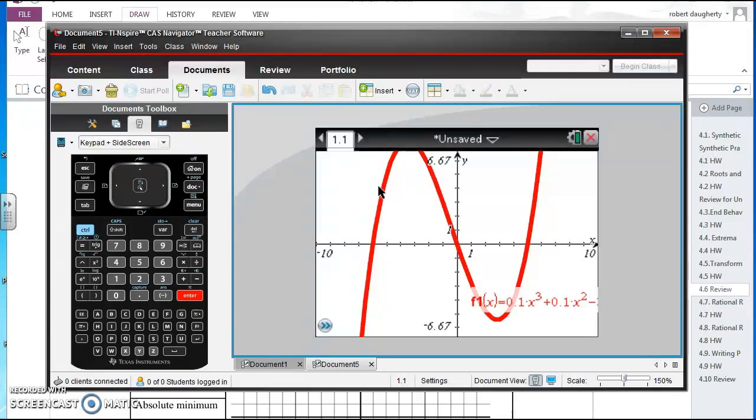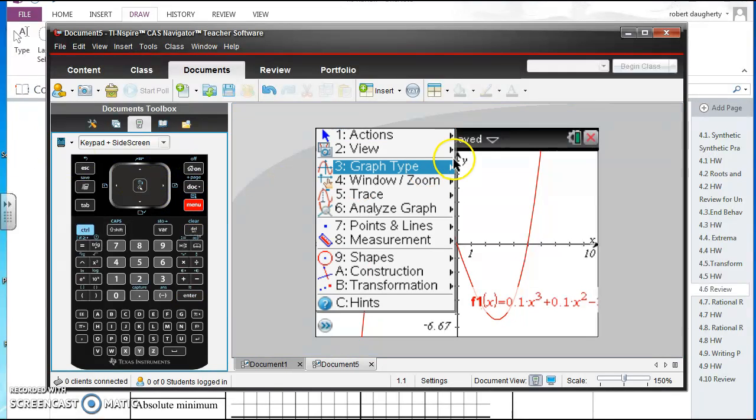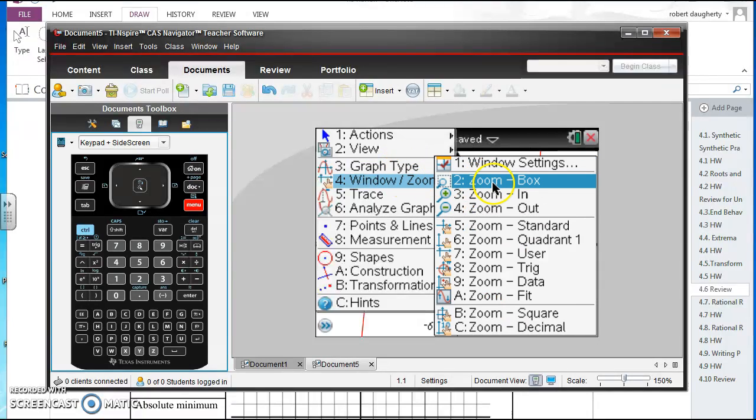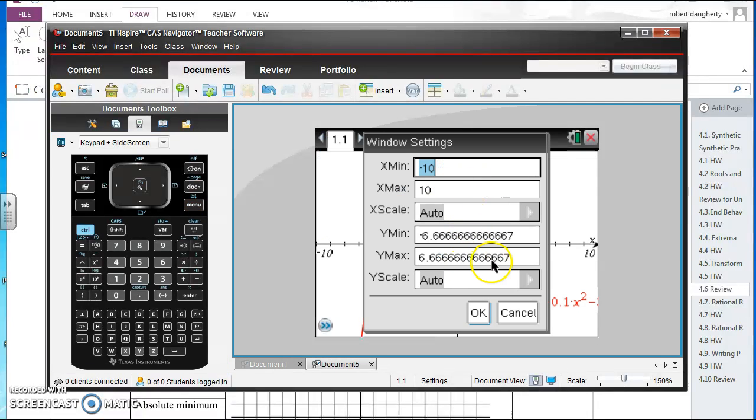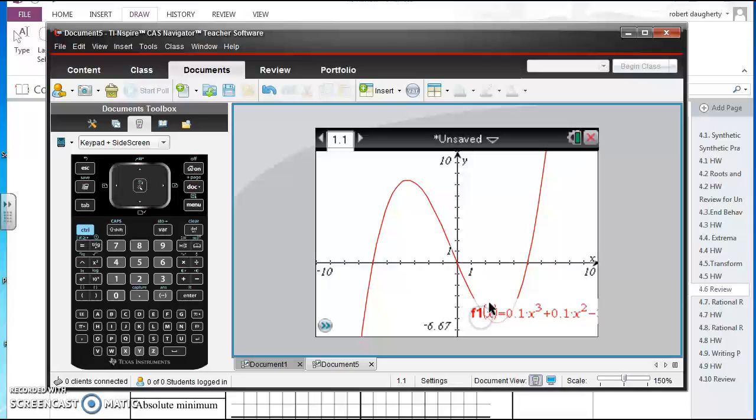Okay, and it looks like I don't see quite the graph, so I'm going to scale the window just a little bit. So window zoom and window settings, looks like the Y needs to go up just a little bit more. So let's just scale it up to say the value of 10, see if that catches most of the graph. So now you can see I've got most of what's going on with the graph, where it crosses the axis and all of that information.